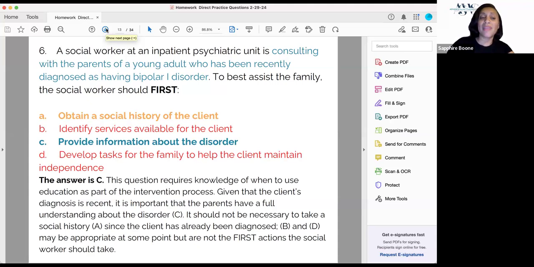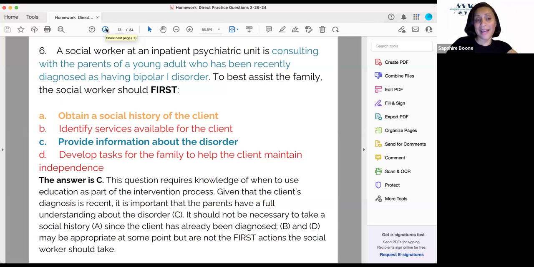answer on. If they would have provided more information about some issues the family was having with providing care for the son, then maybe we could do B. Or if they had talked about the independence piece being an issue, then maybe we could do D. But all we have is that the son is diagnosed and we want to assist the family.